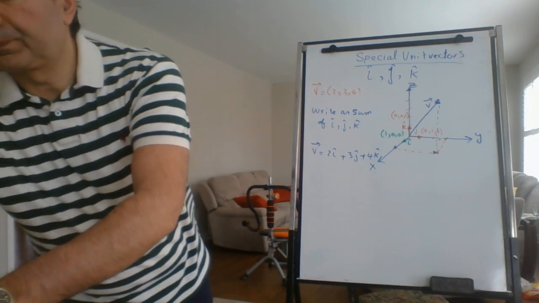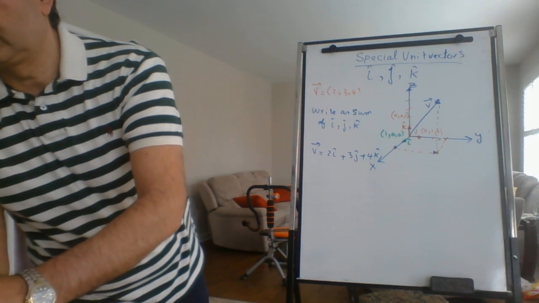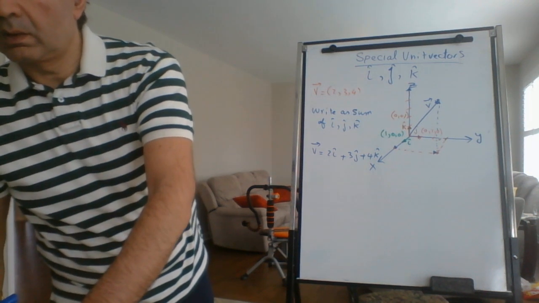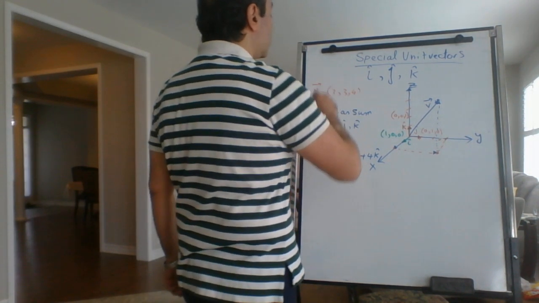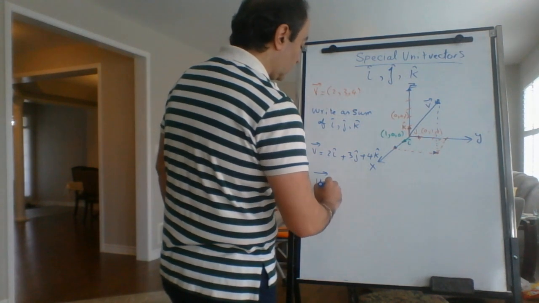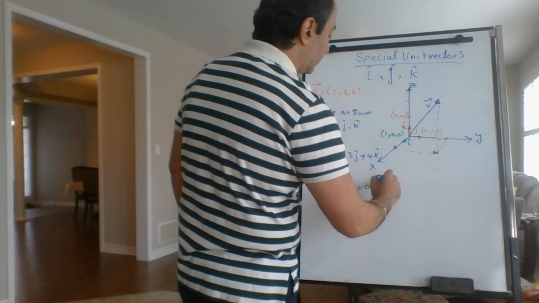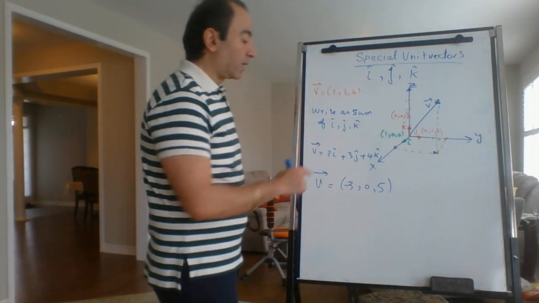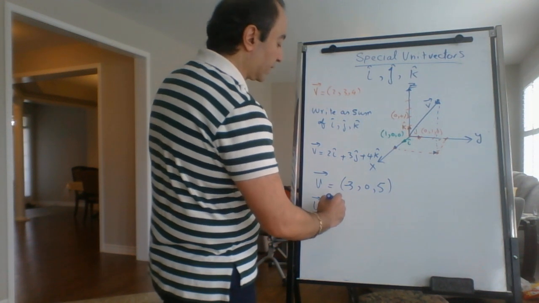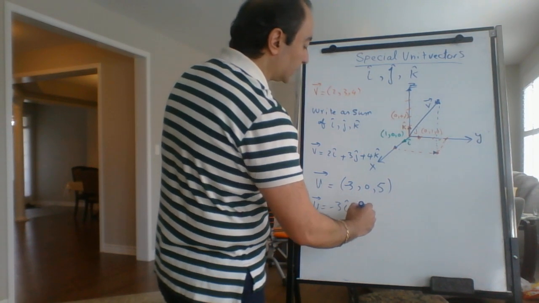So for example, I want to represent vector u, which has coordinates of negative 3, 0, and 5. I want to write this as a sum of 3 vectors, i, j, and k. So I can write this as negative 3i plus 0j, plus 5k.